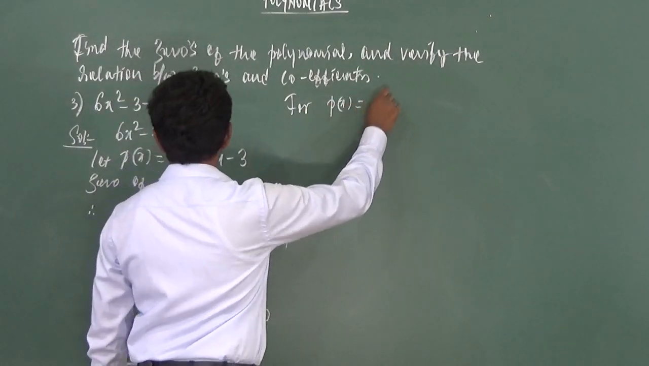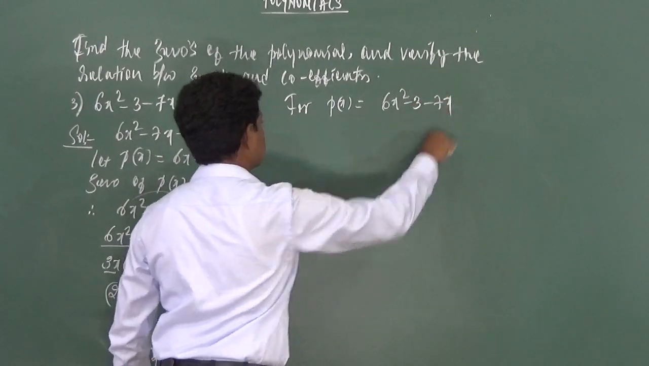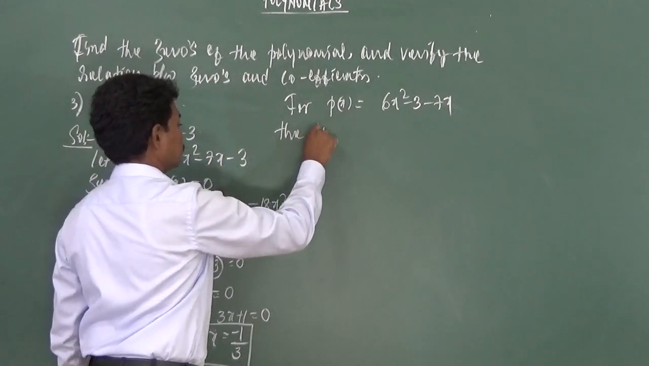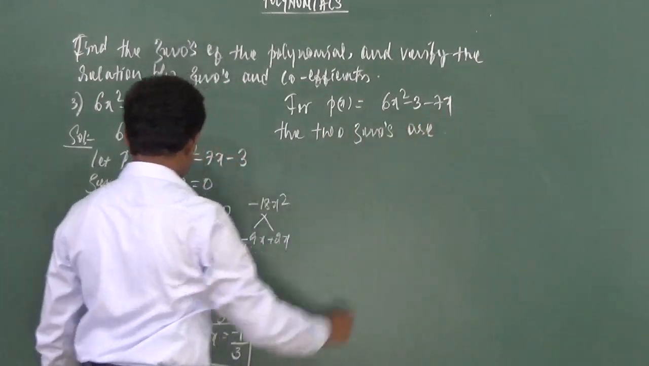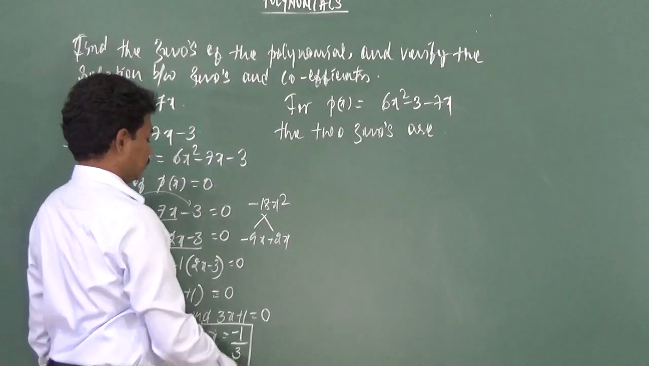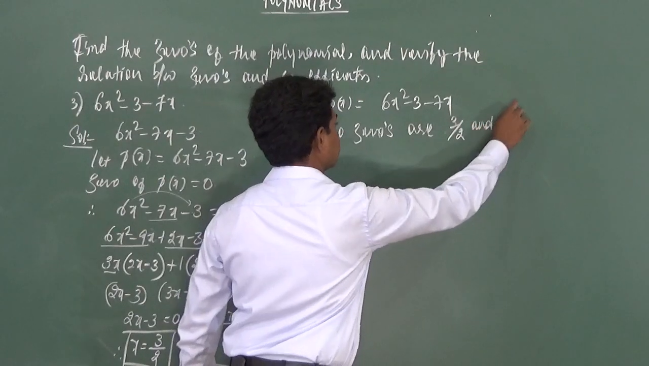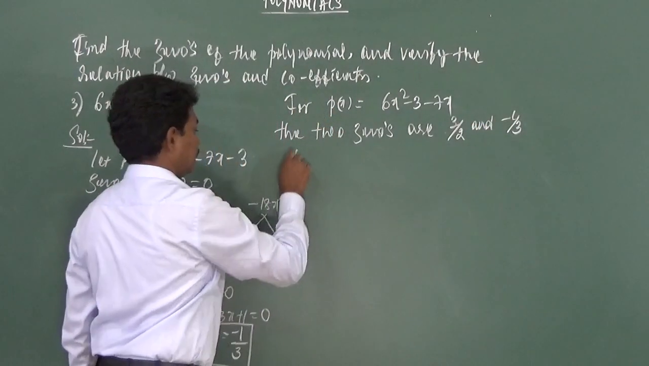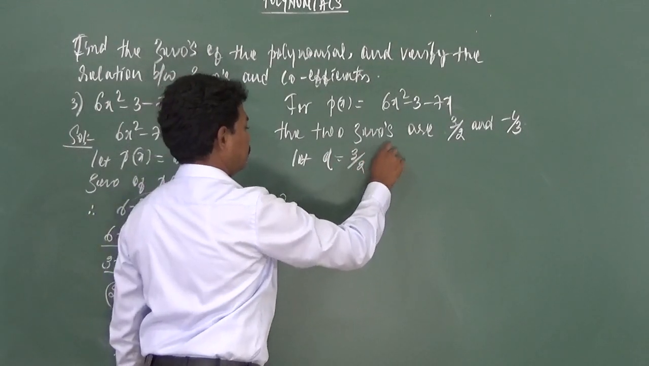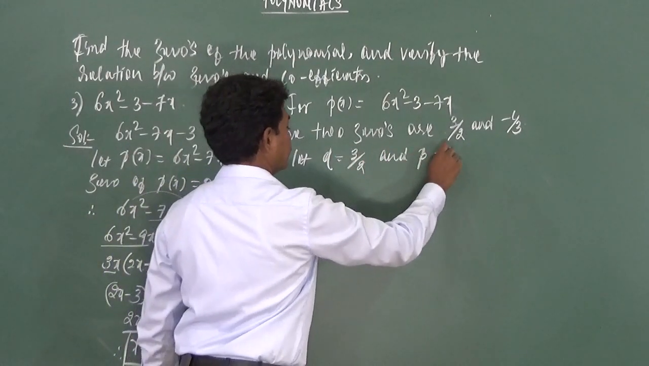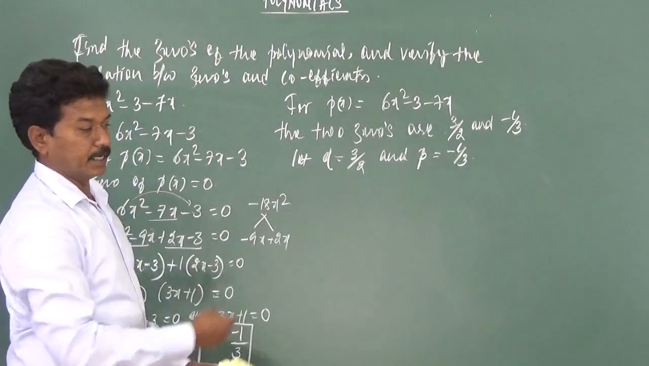For p of x is equal to 6x square minus 3 minus 7x, the two zeros are 3 by 2 and minus 1 by 3. So let alpha is equal to 3 by 2 and beta is equal to minus 1 by 3. So let the two zeros be alpha and beta.